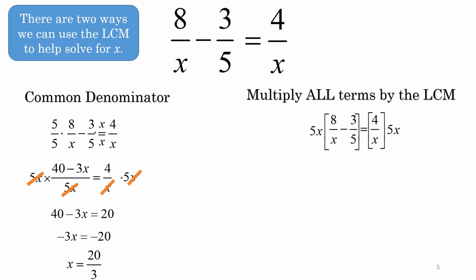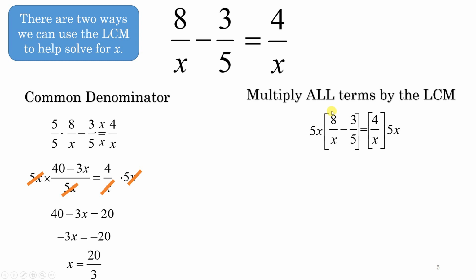Now, we aren't getting a common denominator right here. What we're doing is using the fact that the lowest common multiple, this, will reduce with x, and it will reduce with 5. So we're multiplying everything by 5x over 1. We're not doing like we did earlier, multiplying by 5 over 5 or x over x. We're multiplying by 5x over 1.